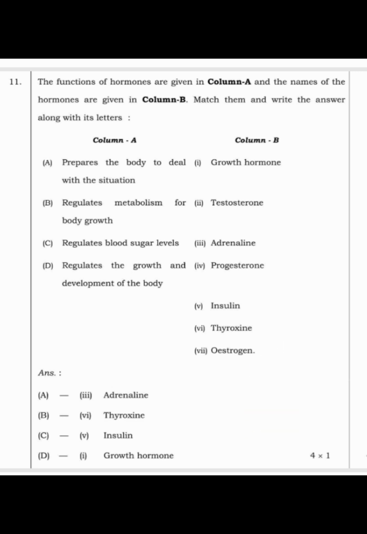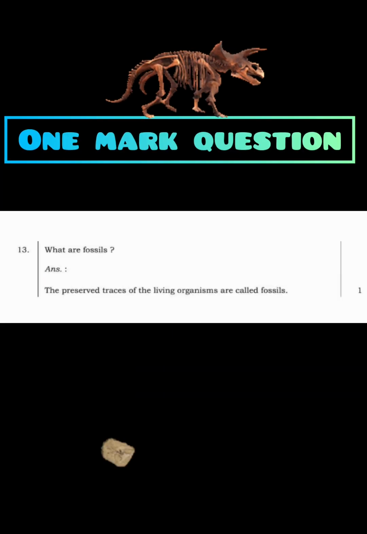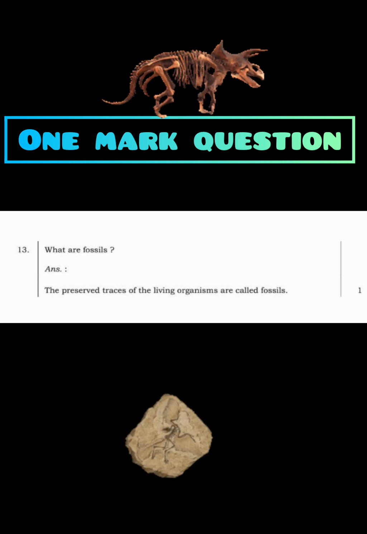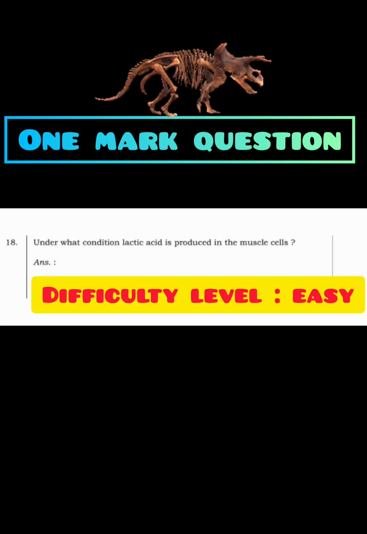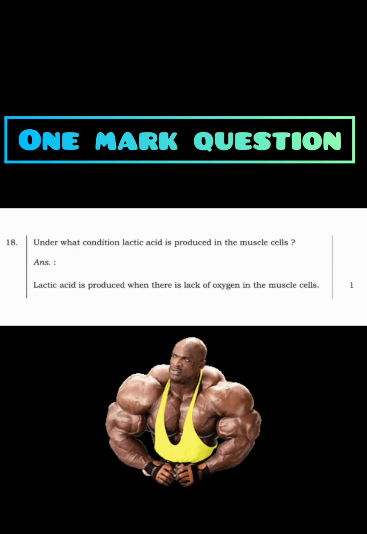Next one more question. What are fossils? Preserved traces of living organisms are called fossils. Next question. Under what condition is lactic acid produced in the muscle cells? Answer. Lactic acid is produced when there is lack of oxygen in the muscle cells.